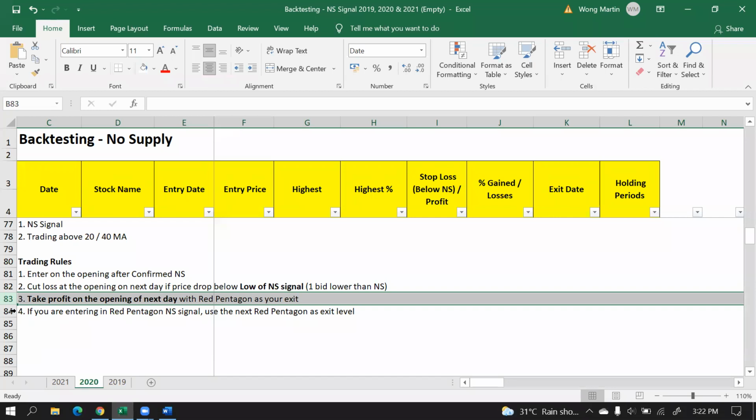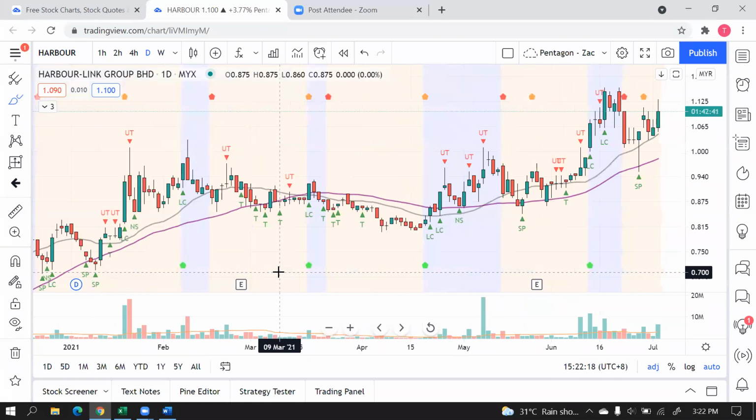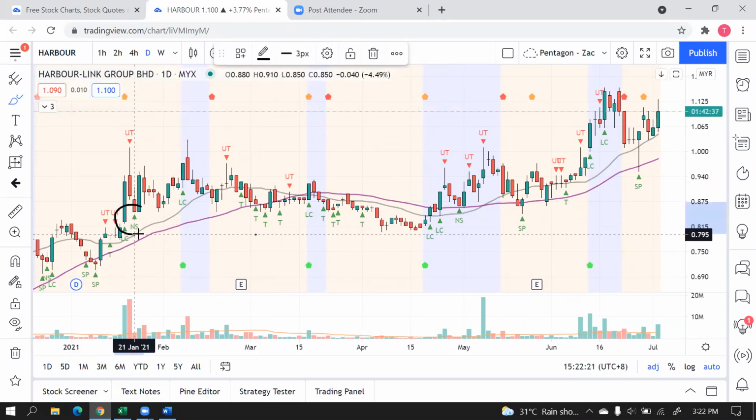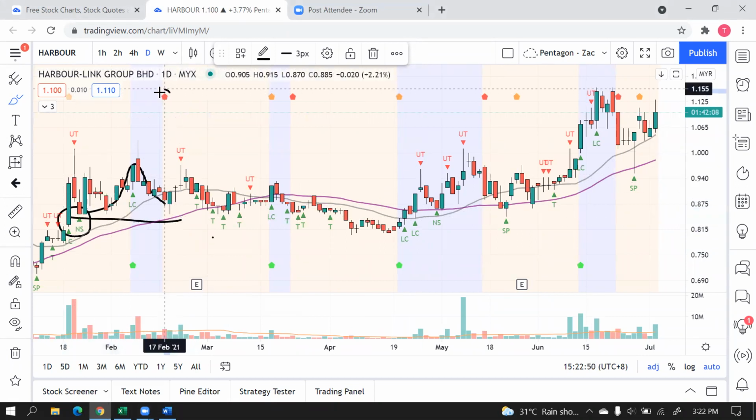Now if you enter on a red pentagon NS, then you use the next red pentagon as your exit. Like I said, some NS might be in red pentagon. Of course, if you are new traders who just started a few months ago, or you're still not so confident with VSA and don't really understand it, you trade on the green pentagon first. If the background has a red pentagon, then you probably want to avoid it first. So assuming you trade on the red pentagon NS and the stock goes up but doesn't hit yet, you enter on the next red pentagon. So far is it okay? Let me see.